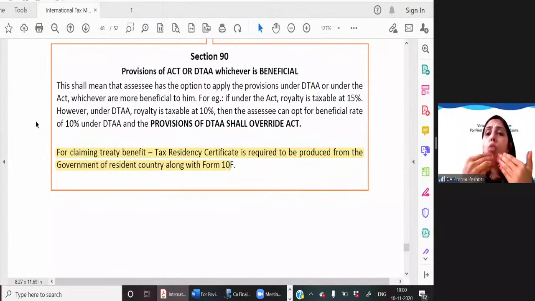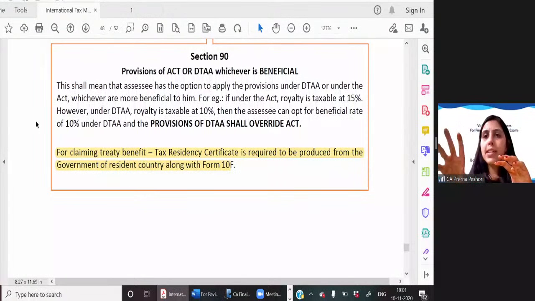So how will I show India that I am a resident of the US? By producing a certificate which mentions that I am a resident of USA. This will be issued by the US government, stating that this person is its resident and should be allowed the treaty benefit. Clear? So why has this provision been introduced? So that the treaty is not misused by persons who are not genuine residents of that country.